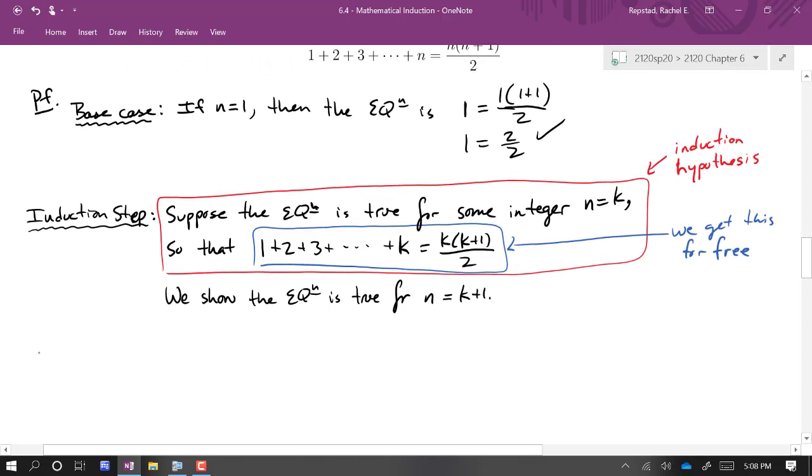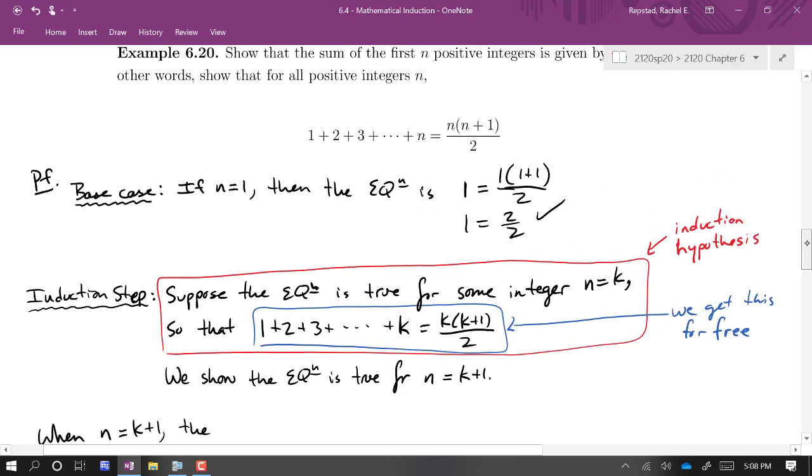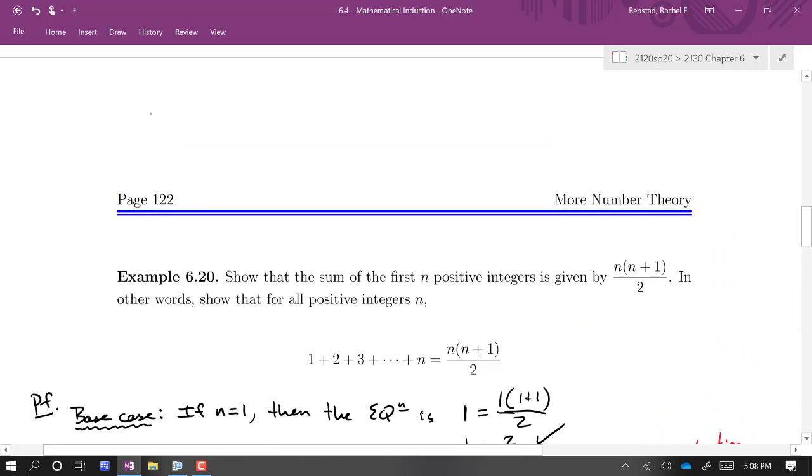Okay, well, when n is equal to k plus 1, what I'm about to do next is pretty crucial. I'm going to work with what the left-hand side of the equation looks like when n is equal to k plus 1. I'm just going to make a little note up here, I'm going to write it up in the margins. I do this a lot when I'm doing an induction proof, but I'm going to abbreviate LHS for left-hand side and RHS is the right-hand side.